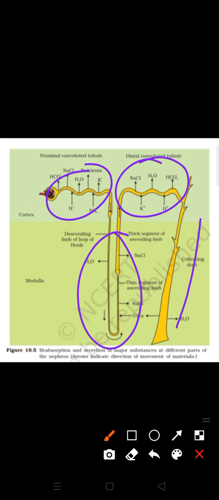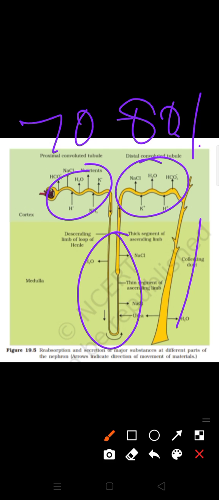In PCT, the inner membrane or epithelium is lined by simple cuboidal brush bordered area. If any epithelium has a brush bordered area, it increases the surface area for reabsorption. So all the essential substances, like 70 to 80% of the substances, like electrolytes in ionic form, plus water, are reabsorbed in this particular segment.